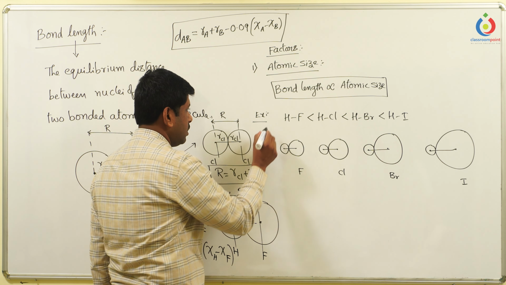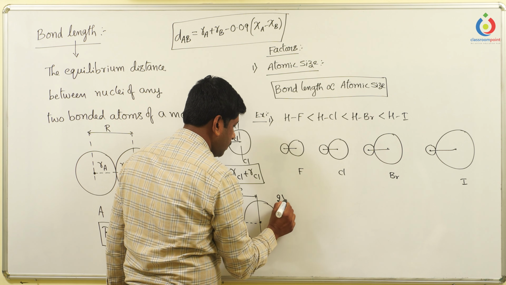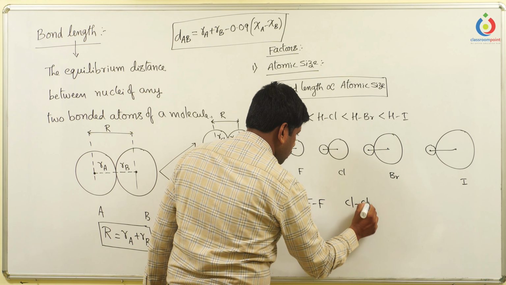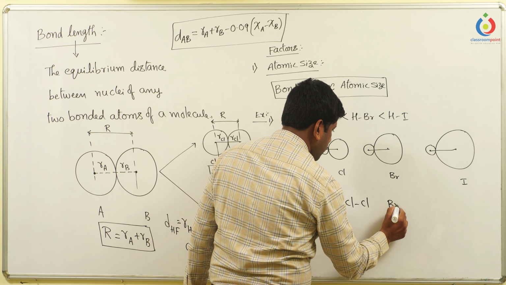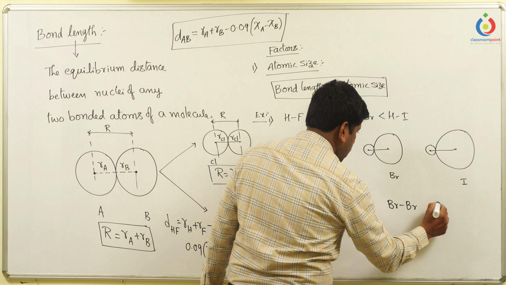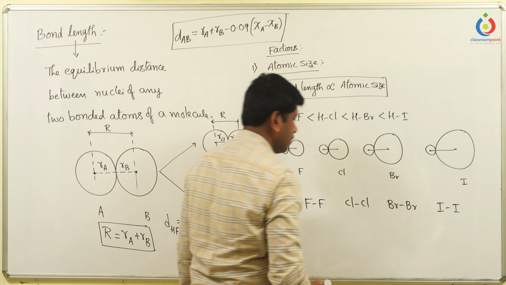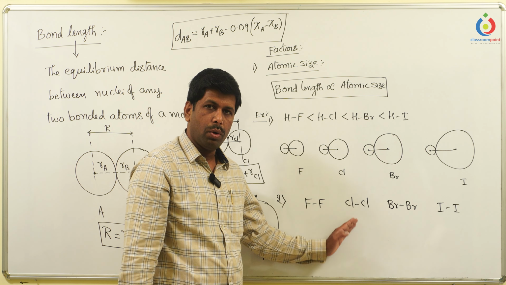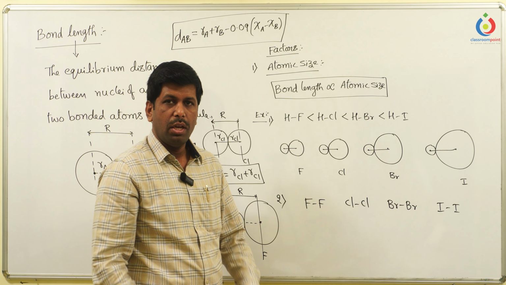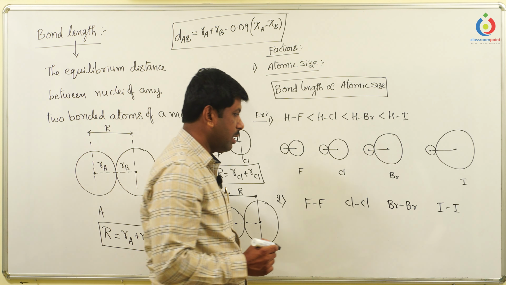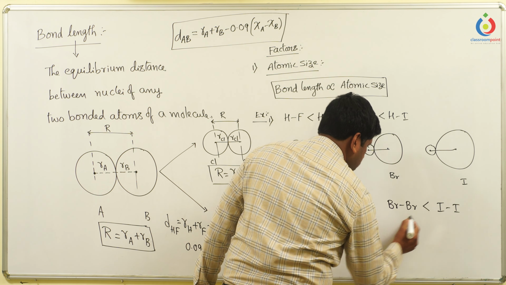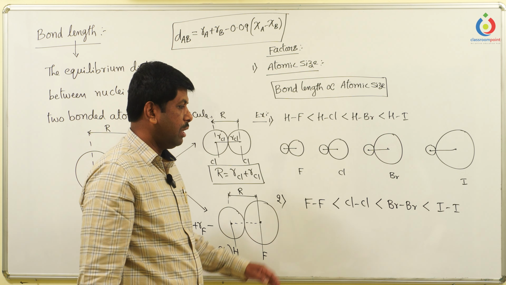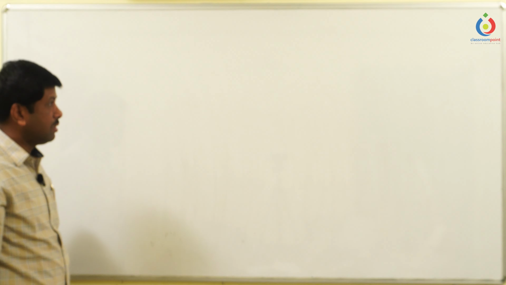Now let us take one more example. Fluorine molecule, chlorine molecule, bromine molecule, as well as iodine molecule. We also know that the size of the atoms, fluorine to chlorine, chlorine to bromine, bromine to iodine increases, so the distance also gradually increases. So the bond length of the iodine molecule is more than bromine, which is more than chlorine, which is more than fluorine. Let us take a few more examples.